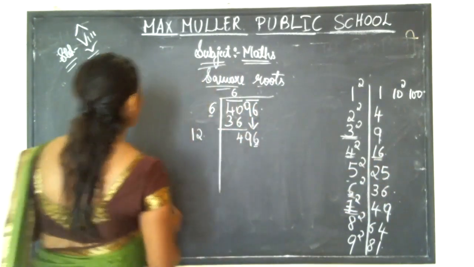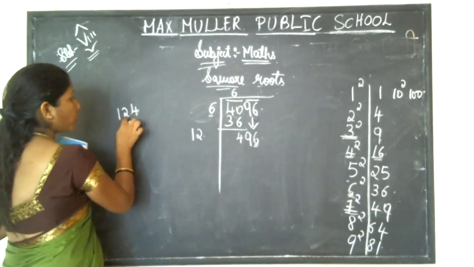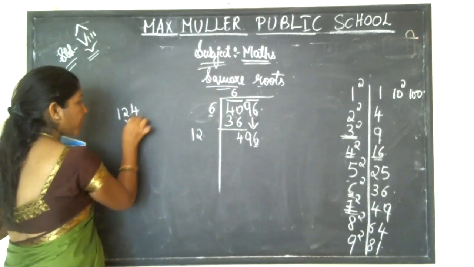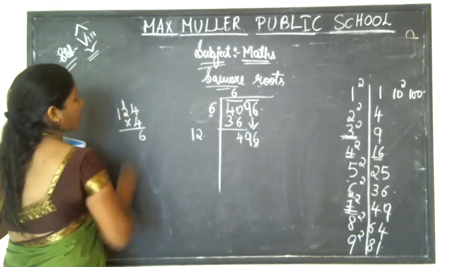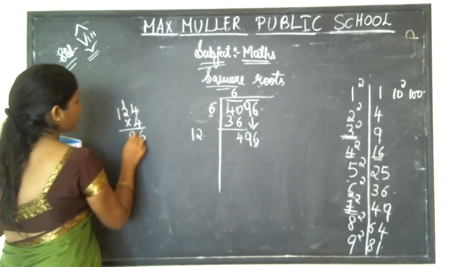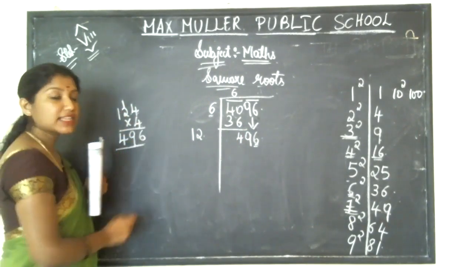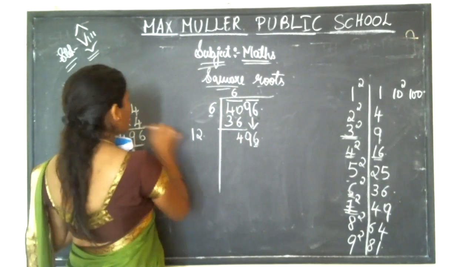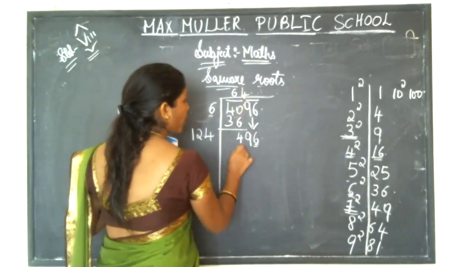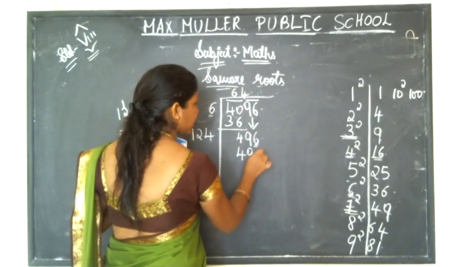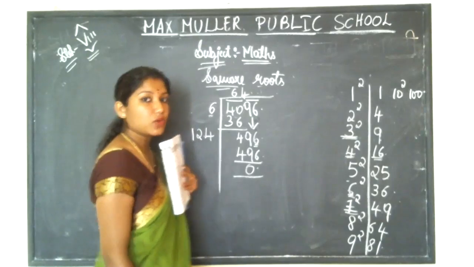So we'll try first for 4. 124 into 4. 4 4s are 16. 4 2s are 8, 9. 4 1s are 4. So it is 496 you got here. So you have to take 124 into 4, that is 496. So you will get the remainder as 0.